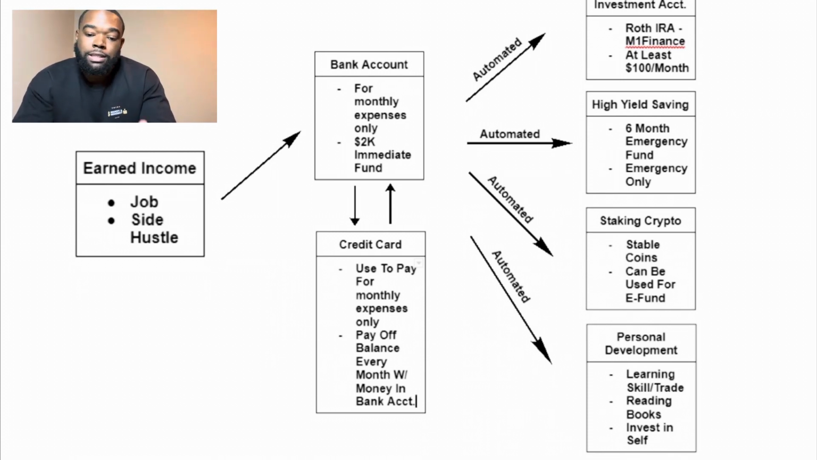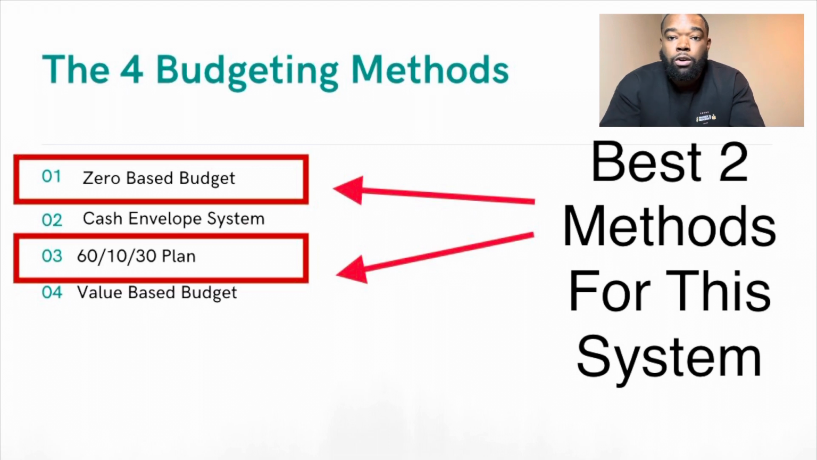The first place is a checking account. The only thing that we're going to have in here are our monthly expenses. So in order to do this, you're going to need to start budgeting. You start figuring out what exactly your expenses are. There's 4 different budgeting methods that we use. The best 2 for this specific method would be the zero-based budget. That's essentially where your income minus expenses equals 0. That means all of your money is allocated, so you know exactly where every single dollar is going.